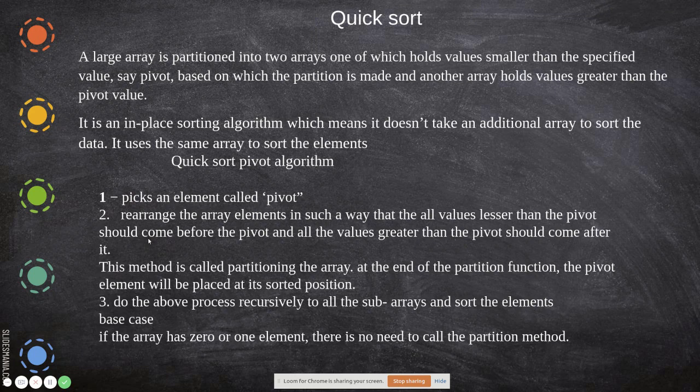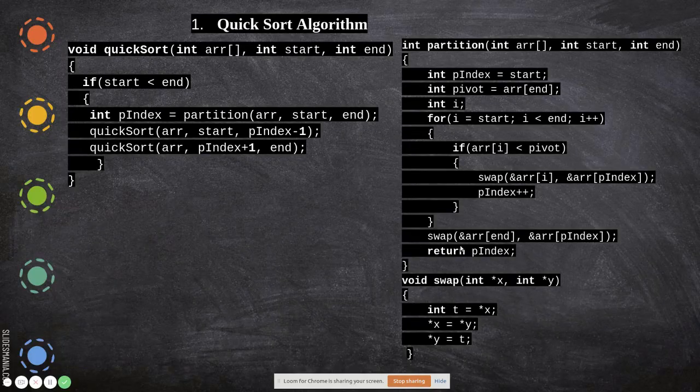Then do the above process recursively to all the subarrays and sort the elements. Base case: what is the base case? Since we are using recursion, there must be a base case. If the array has 0 or 1 element, there is no need to call the partition method. With this, we end the recursion and take the next recursive call and solve it. This is the quicksort algorithm.